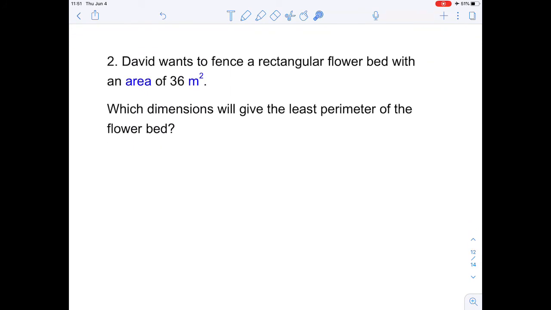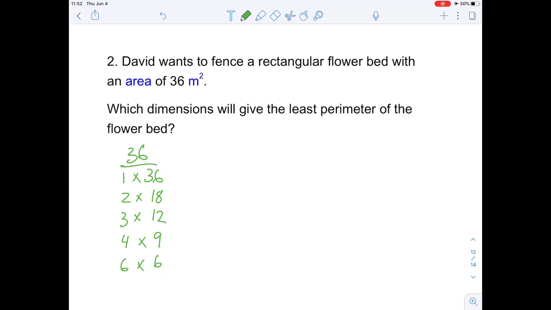David wants to fence a rectangle flower bed with an area of 36 meters squared. Which dimensions will give him the least perimeter of the flower bed? So to solve a problem like this, I like to think of all the multiplications I can think of that will make 36. So 1 times 36, 2 times 18, 3 times 12, 4 times... No, sorry. 4 times 9. And then 6 times 6.